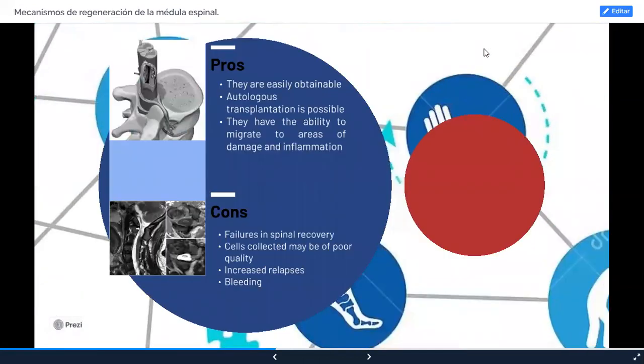Pros and cons. They are easily obtainable, autologous transplantation is possible. They have the ability to migrate to areas of damage and inflammation. Cons. Failures in spinal recovery, cell collection may be of poor quality, increased relapses, and bleeding.